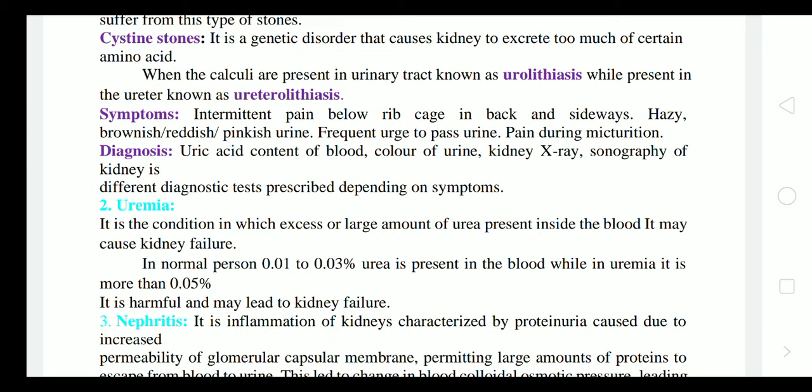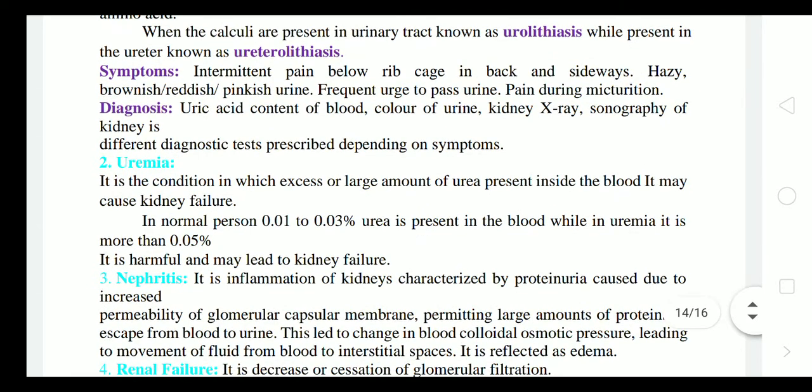Cystic stones. It is a genetic disorder and causes the kidney to excrete too much of certain amino acids, which are obtained from protein intake. When calculi are present in the urinary tract, it is known as urolithiasis, while presence in the ureter is known as ureterolithiasis. Lithiasis means formation of stone.